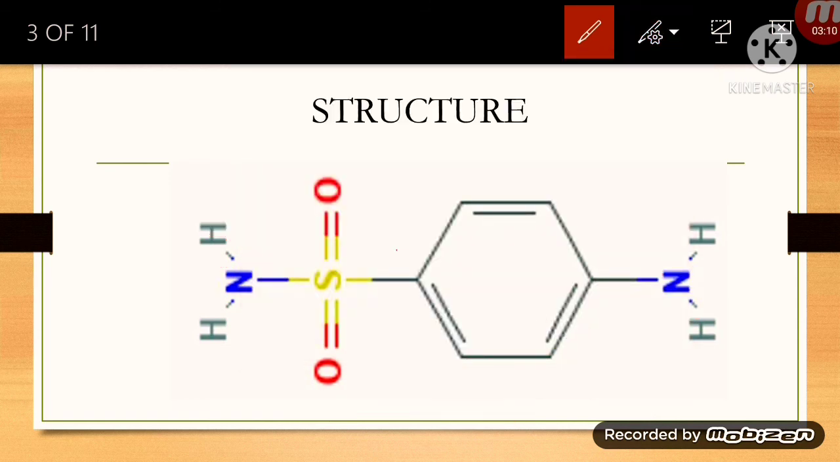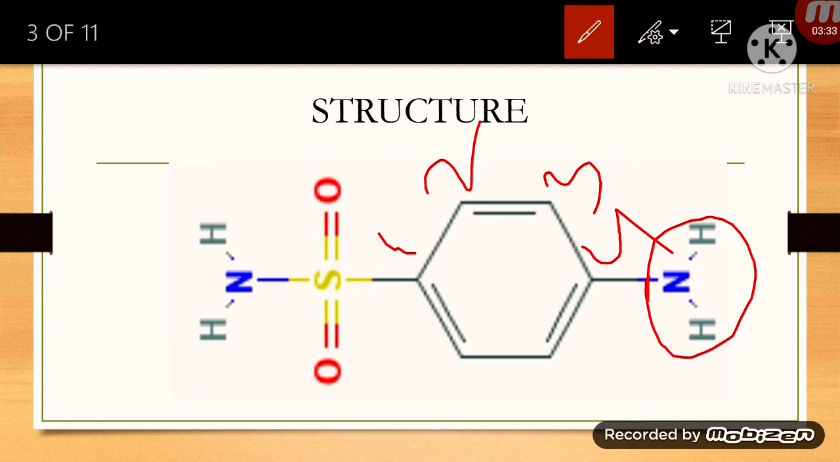If we number this structure, this position is 1, this position is 2, this position is 3, and this position is 4. The amino group at the fourth position is a must, because it shows the antibacterial activity. If it is not present in this ring, then the antibacterial action will not be shown. So the fourth position is required for the sulfonamide action.